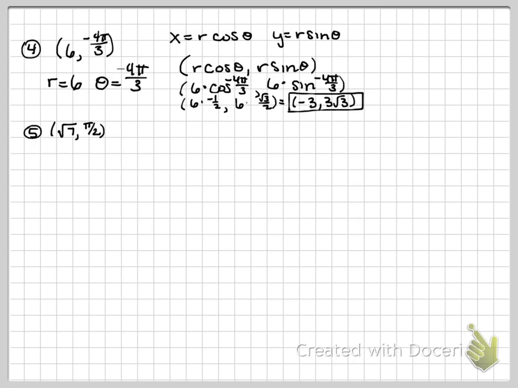Okay, let's do the same for the next one. My r is now root 7, so I'm going to go root 7 times the cosine of pi over 2 and root 7 times the sine of pi over 2. Well, the cosine of pi over 2 is 0, so 0 times root 7, and root 7 times the sine of pi over 2 is 1. So it gives me 0, comma, root 7. Okay, so that's converting from polar to rectangular. Let's move on to 6.